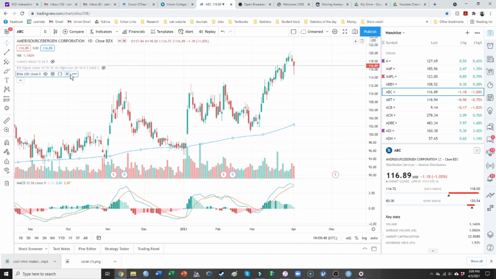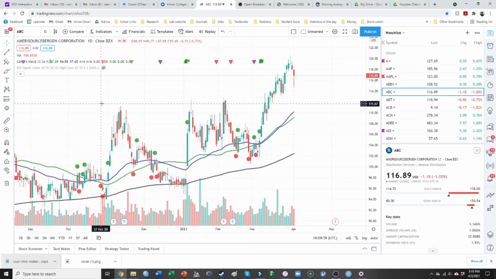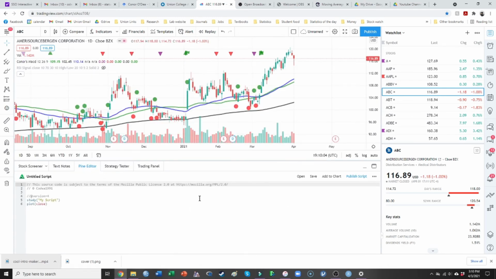Now I'm going to actually show you not just this MACD, so I'm going to get rid of this one. I'm going to get rid of this EMA. So what I've done is I've actually used the Pine Script Editor. So you can see this Pine Editor down here. And I'm not going to show you my script.